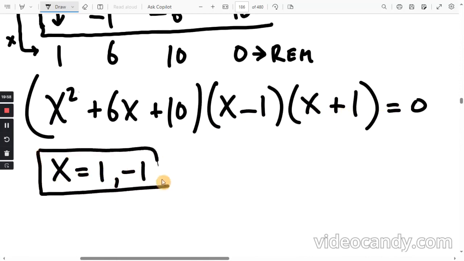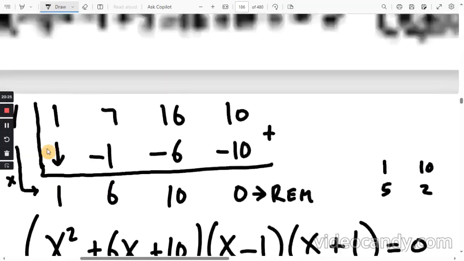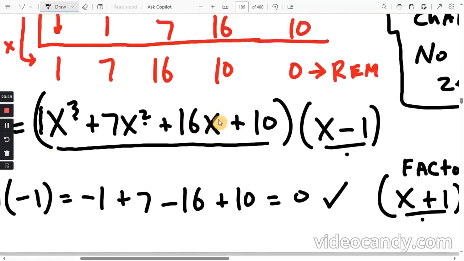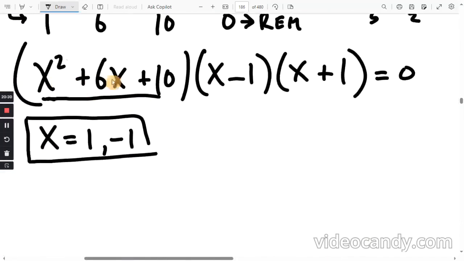And for this here, do we have two numbers that multiply to positive 10 and add to positive 6? I don't think so. If you write out the factors of 10, you have 1 and 10, and you have 5 and 2. The negative version of each one, none of those will add to 6. So we need to use quadratic formula on this quadratic right here. All right, remember, you do all these steps until you break it down into a quadratic. Once you have x squared as the highest, then you're in business.